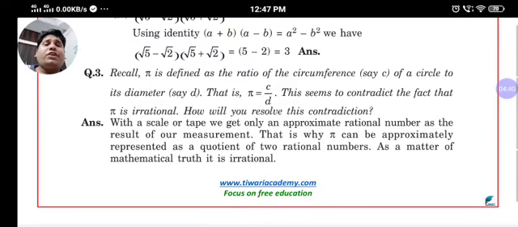The answer explained here is that when we measure with a scale, we get only an approximate rational number as the result of our measurement. That is why pi can be approximately represented as a quotient of two rational numbers. As a matter of mathematical truth, it is irrational. So pi is equal to c by d, where c is the circumference and d is the diameter, and it is an irrational number.